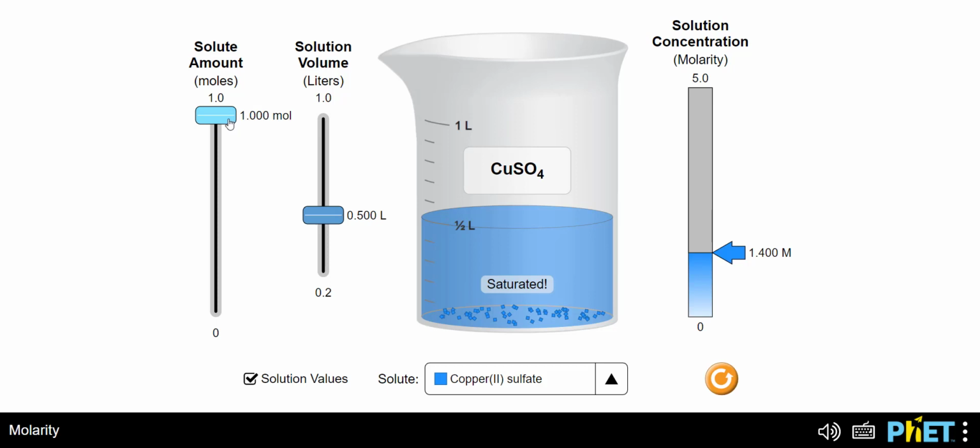That's what this is showing here. So the saturation point here is 0.7 moles in 0.5 liters, which if you divide those out, you get 1.4 molar. That's the saturation point.